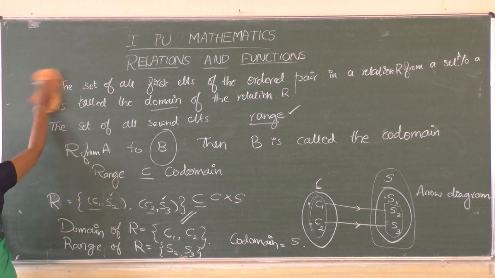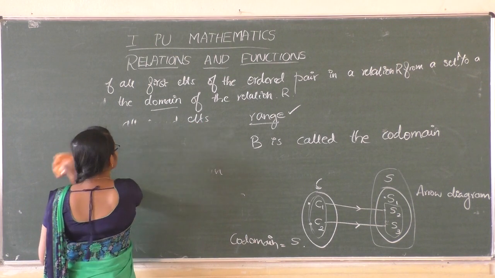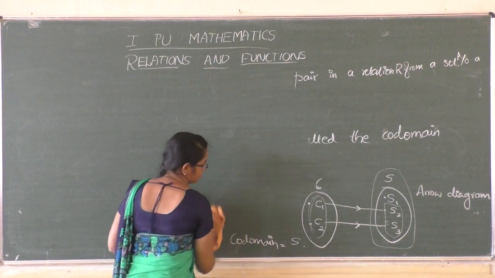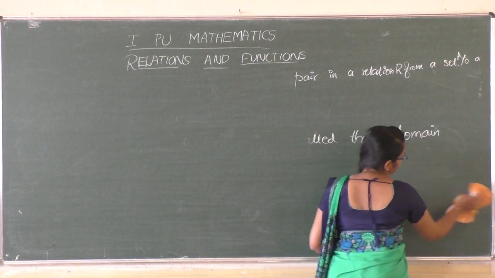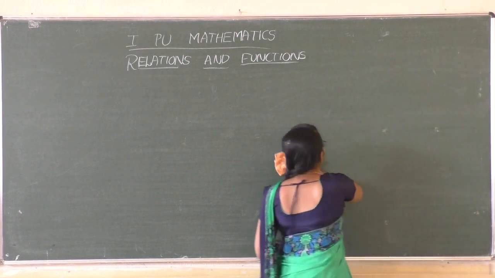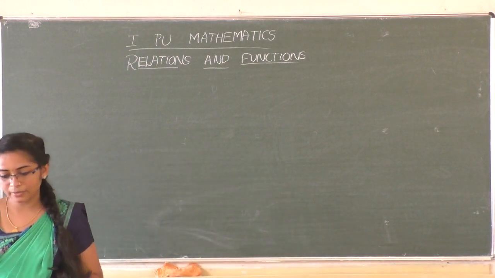Okay? This arrow diagram is very important. Now, what is the example here?